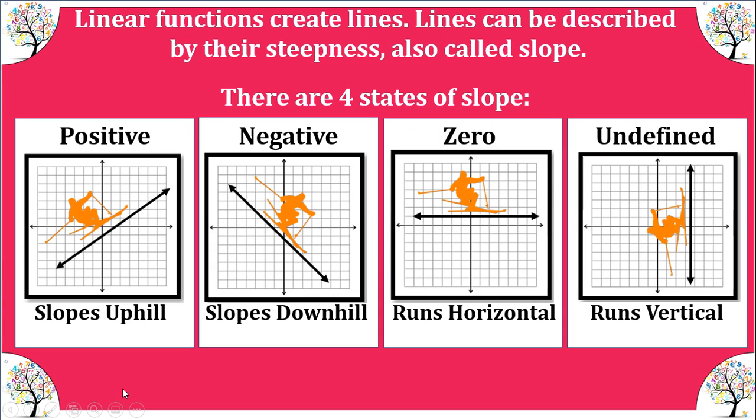Let's talk about slope first of all. Linear functions are associated with having a constant rate of change, which is called slope. There are 4 states of slope.